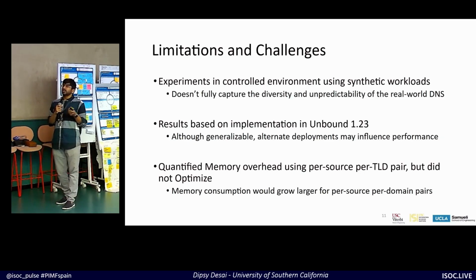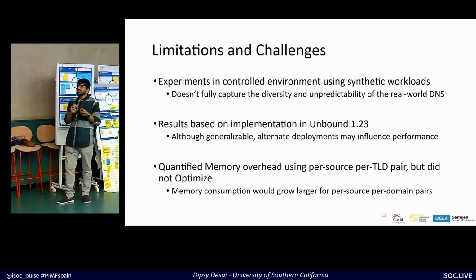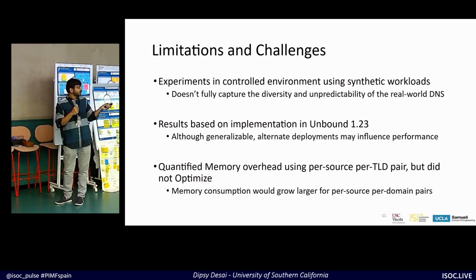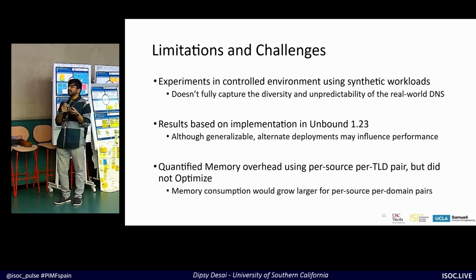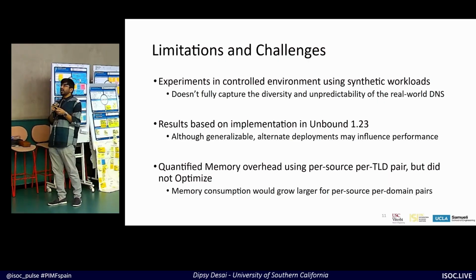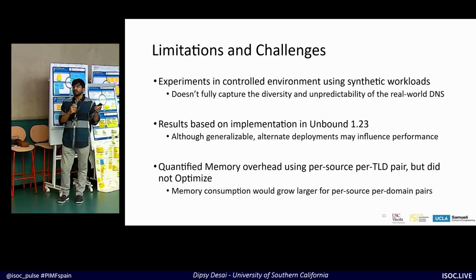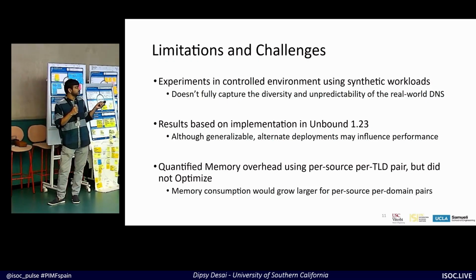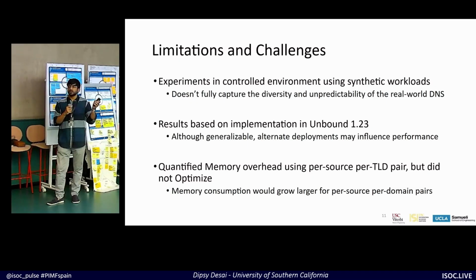All our results are based on implementation in Unbound 1.23. However, prior research has shown that implementations can vary based on open source software. Although this is generalizable, we believe if this approach is implemented using BIND or not, there would be some changes in the performance that we observe. And we quantified memory overhead, but we never tried to optimize it. We quantified memory overhead for per source per TLD base. As one might already predict from the formula that we saw before, memory consumption would grow larger if we did it for per source per domain pair.